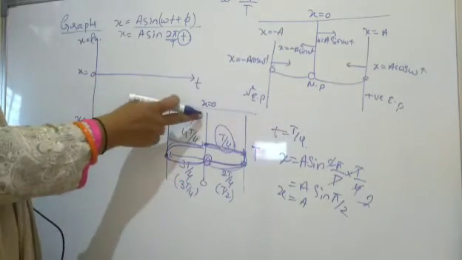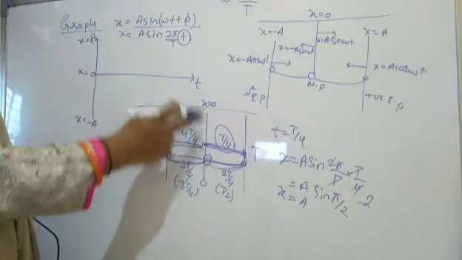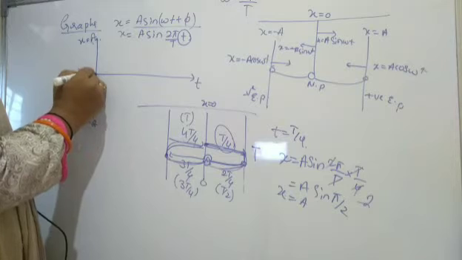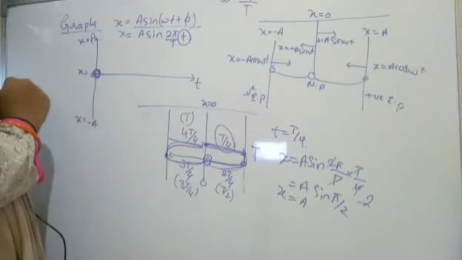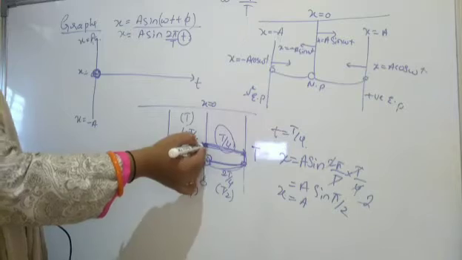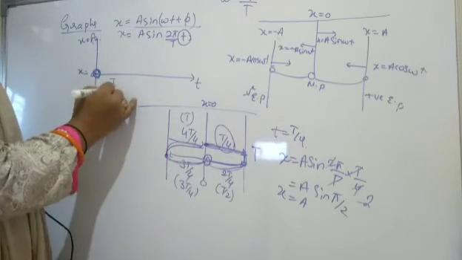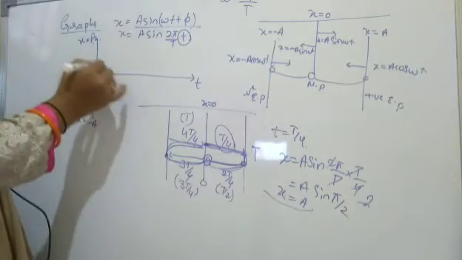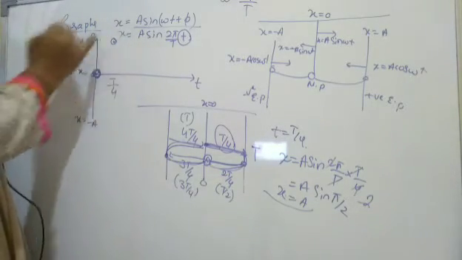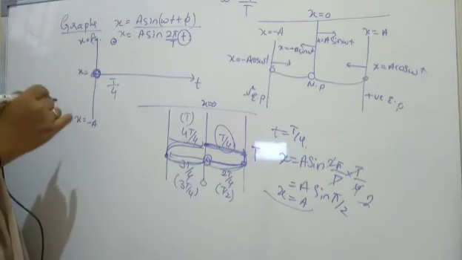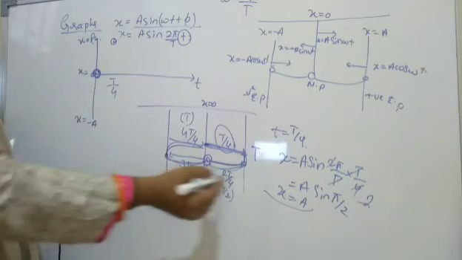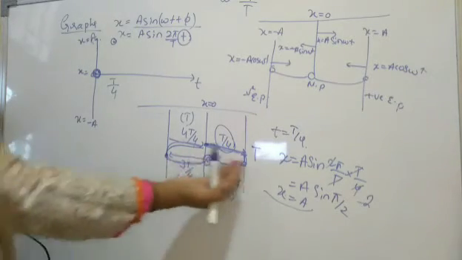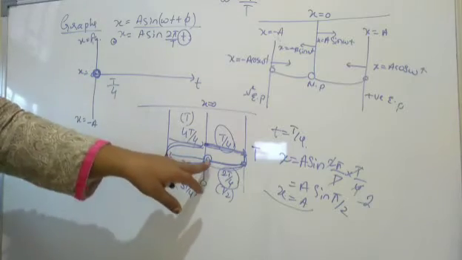Now look here. The body started from the mean position where x is equal to 0. After taking a certain path, the first point here is at T by 4. The position is x equal to A, that means the body has moved to the maximum extreme position. Then substitute t equal to 2T by 4, the second, coming back to the original position. Do we get x equal to 0?